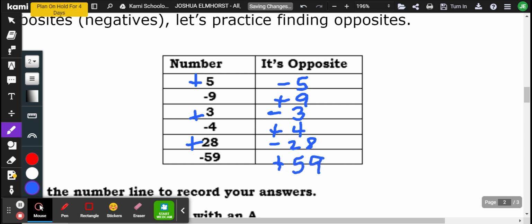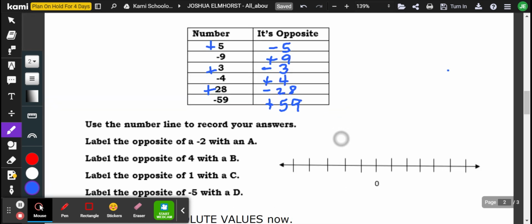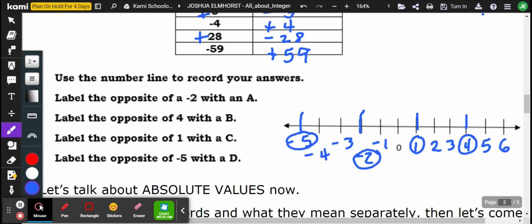Okay, I still don't have my stylus here, so I'm not writing very clearly, but we should be able to see what's going on. Okay, so use the number line to record your answer. Label the opposite of negative two with an A, then label the opposite of four with B. Okay, filling in the number line is a great strategy to help keep yourself organized. So zero counting up in the positive direction to six, and zero counting to the left in the negative direction of negative five. Looks like what we have on the number line.